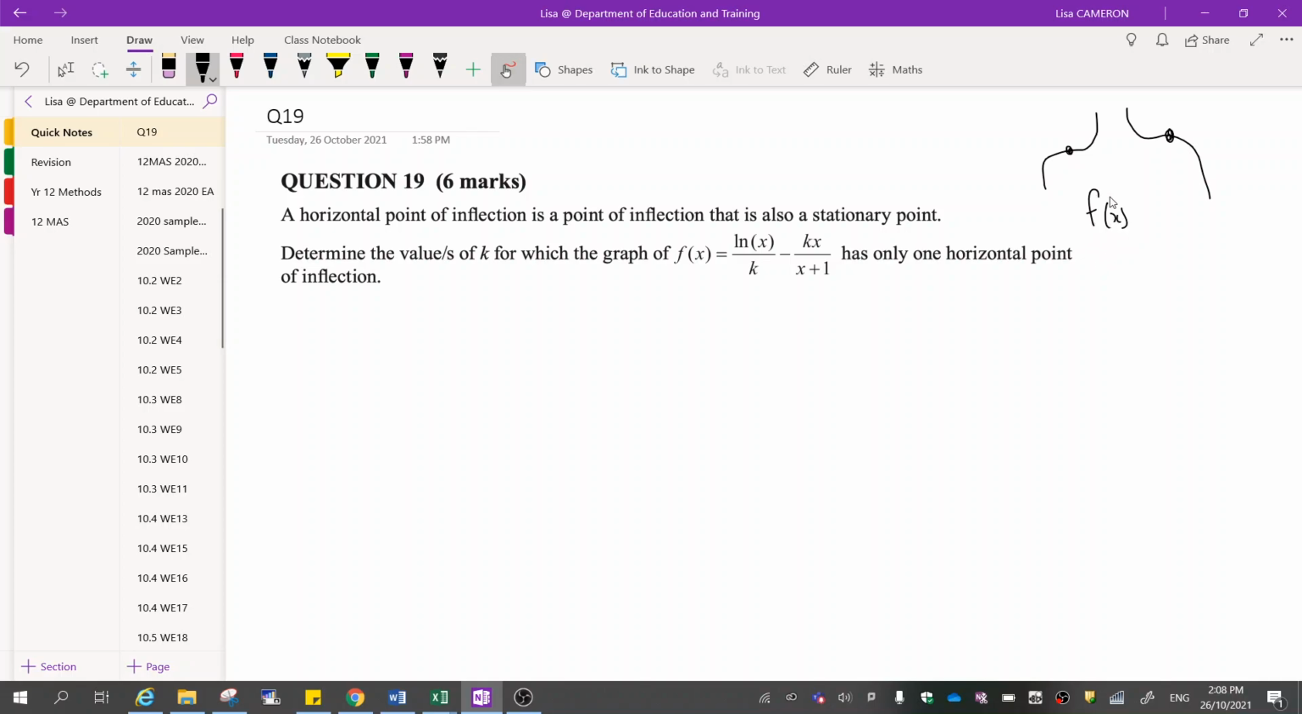So next thing I know is that if it is a stationary point, that means that the first derivative is equal to 0, and it means that the second derivative is also equal to 0 if it is a point of inflection. So we're going to be using these two facts to solve for what k is.